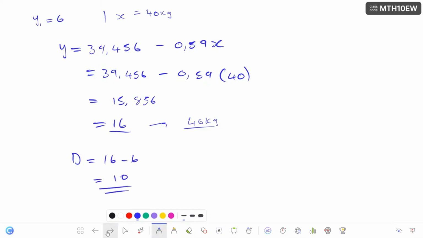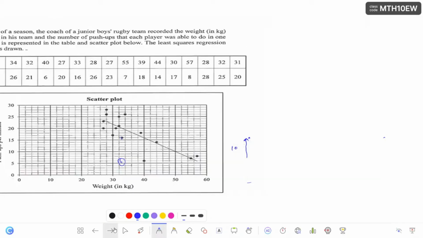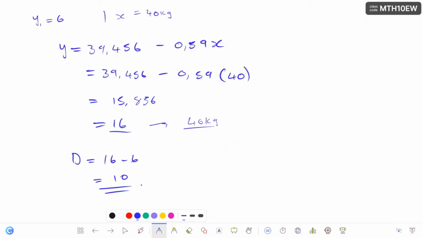So we know that this person needs to do at least 6 push-ups in order to reach the minimum target. So the answer is what? This person needs at least 10 push-ups in order to reach the minimum target. So the answer is 6. No, the answer is 10 push-ups. This person needs to do at least 10 push-ups in order to reach the minimum target.